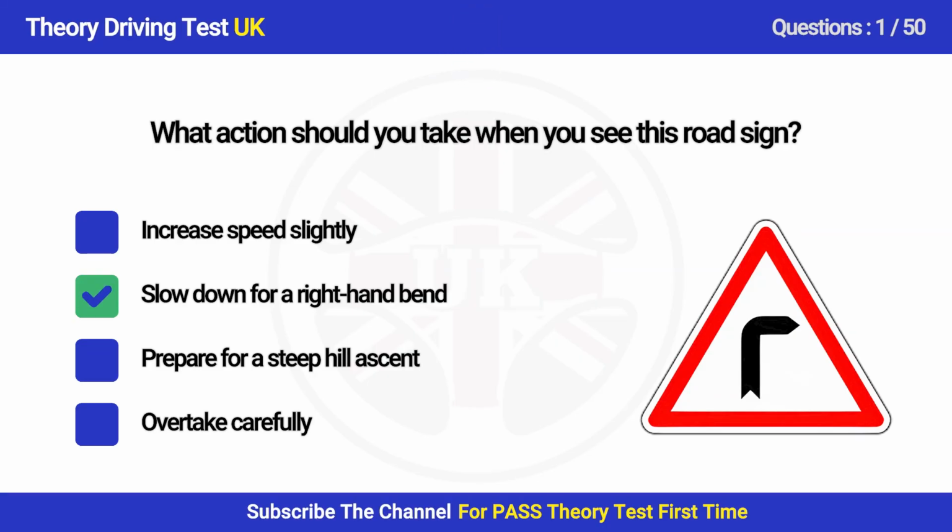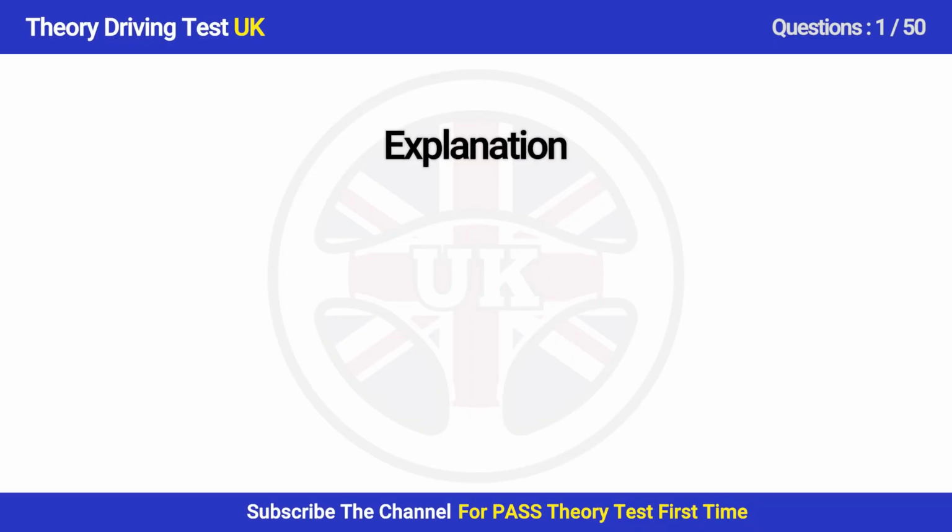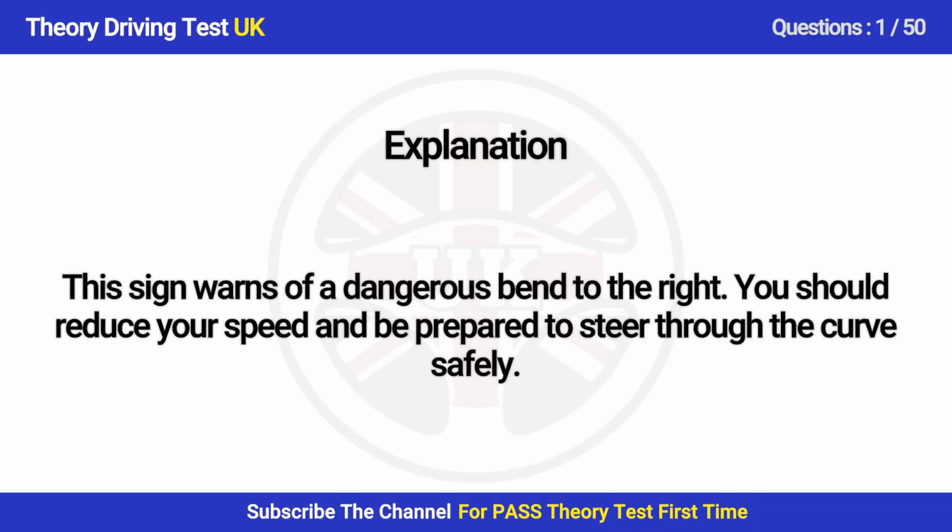Answer is B. Slow down for a bend. This sign warns of a dangerous bend to the right. You should reduce your speed and be prepared to steer through the curve safely.